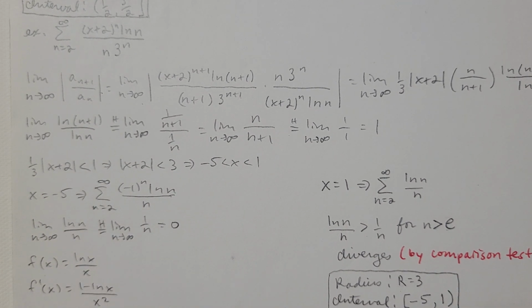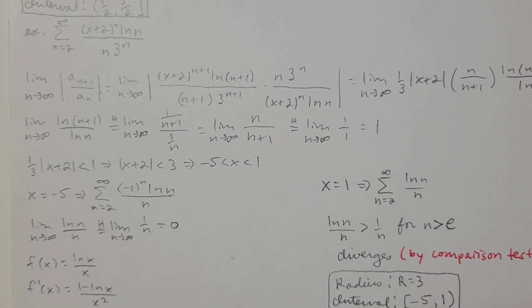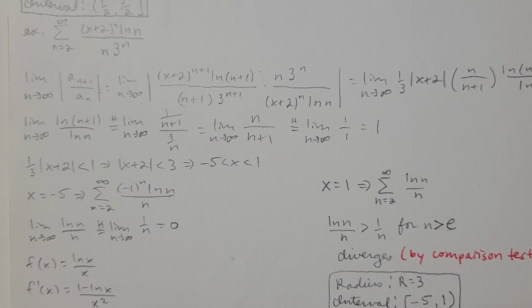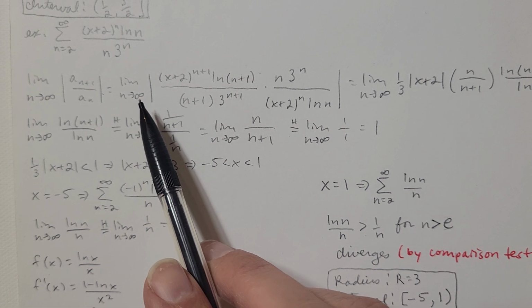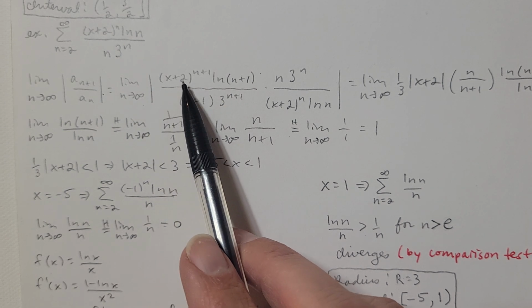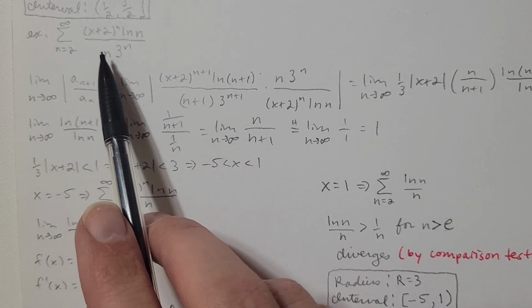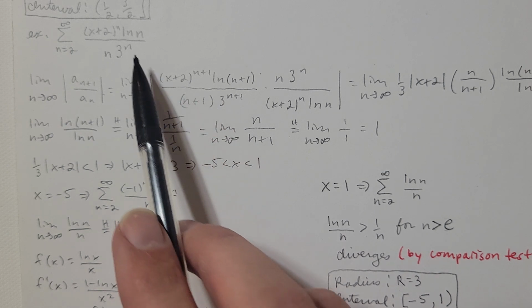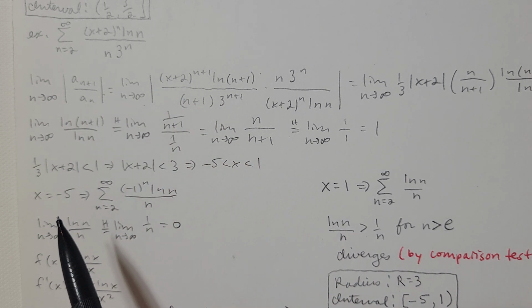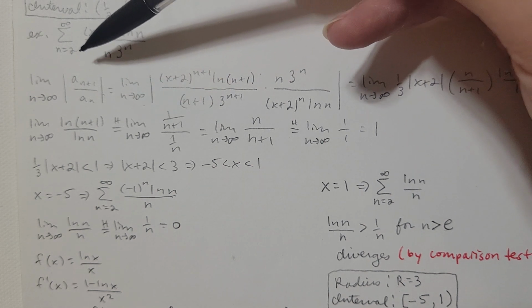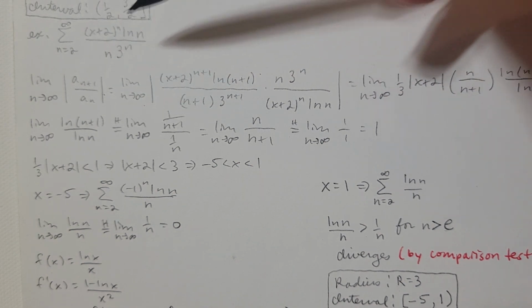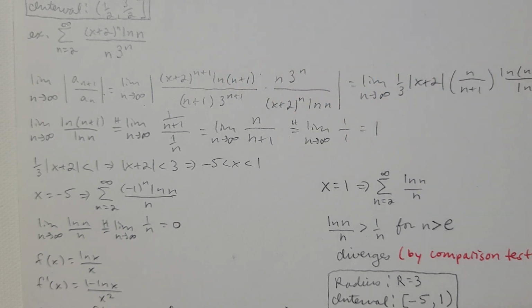Here's one more example. So what if we have the summation as n equals 2 to infinity of x plus 2 to the n times the ln of n divided by n times 3 to the n. Okay, so let's use the ratio test with that. I have the limit as n approaches infinity of x plus 2 to the n plus 1 times the ln of n plus 1 divided by n plus 1 times 3 to the n plus 1. Okay. By the way, the reason why I'm not starting at 0, well, I can't start at 0, right? But the reason why I'm not starting at 1 is the ln of 1 is 0.